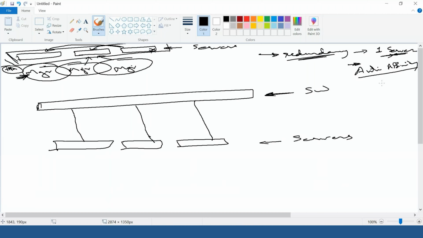So anti-affinity rule means... affinity rule means what? Be together. Anti-affinity means don't be together. So in this HA cluster, we can configure that these three VMs should not be together. That is the anti-affinity configuration. So when I configure that anti-affinity configuration, even if your host goes down, the VMs will not be restarted on another host where the other manager is sitting.